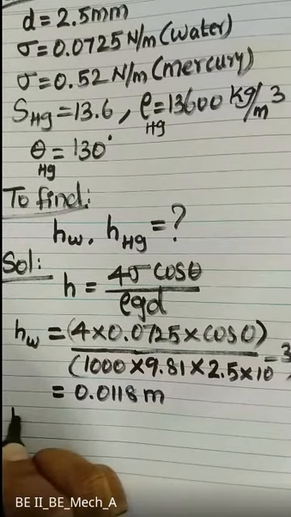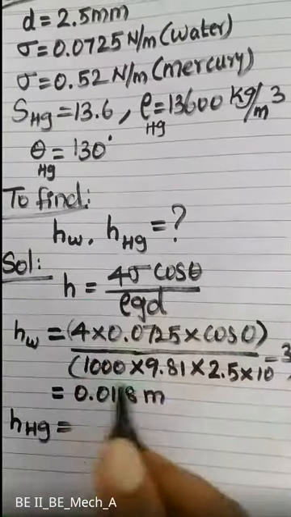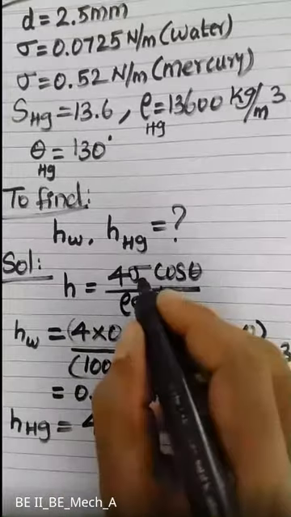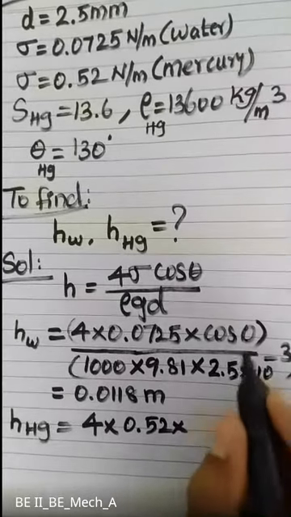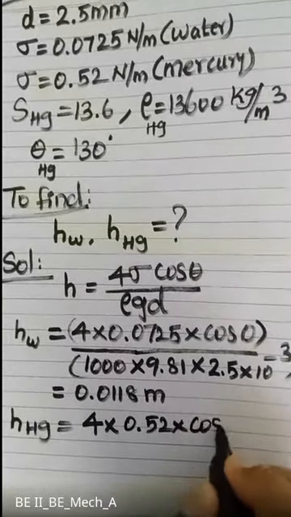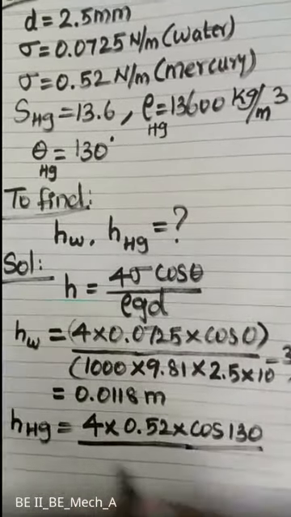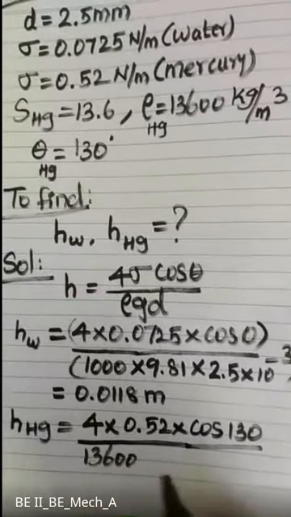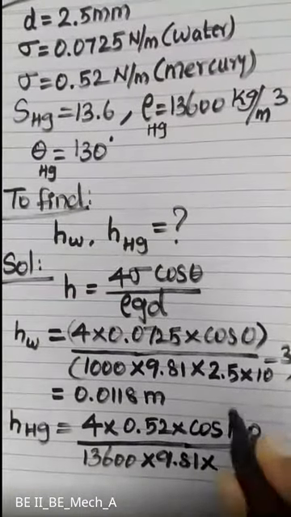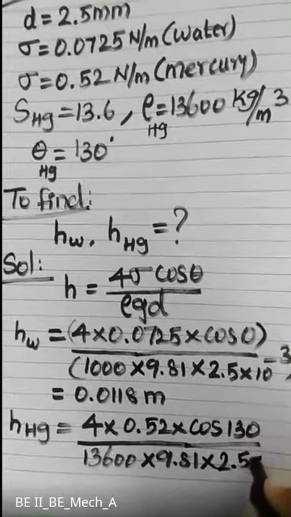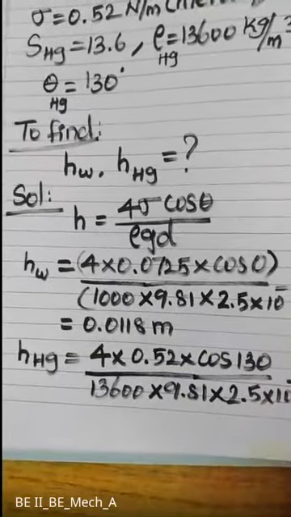Similarly, we have to find the capillarity for Hg. The formula is the same, ditto, but you have to use different values, because this particular sigma value should be used for Hg. So 4 into sigma value for Hg, 0.52, into cos 130 degree, since theta is also available, divided by the density of mercury, 13,600. Gravity is 9.81, and the diameter is the same, 2.5 into 10 to the power minus 3. Okay, so this is the final step.